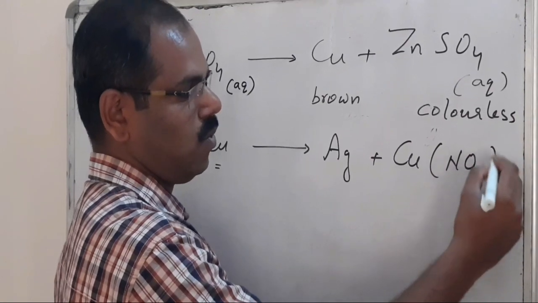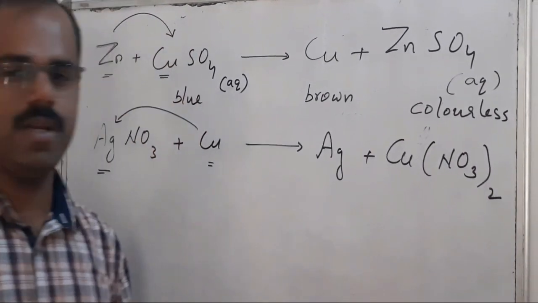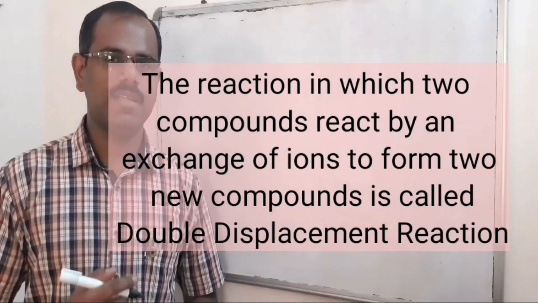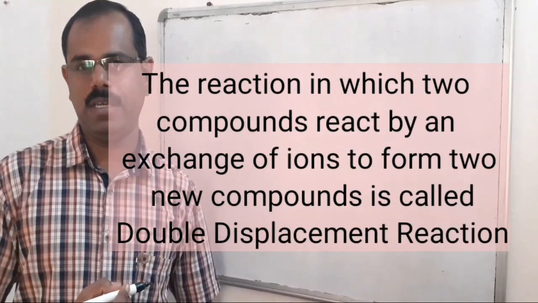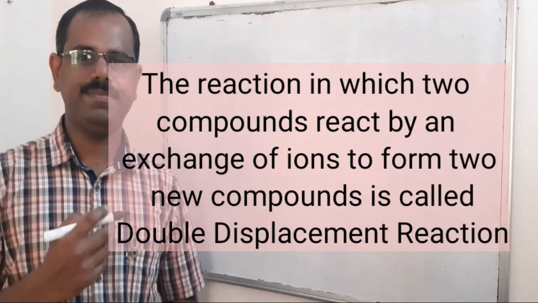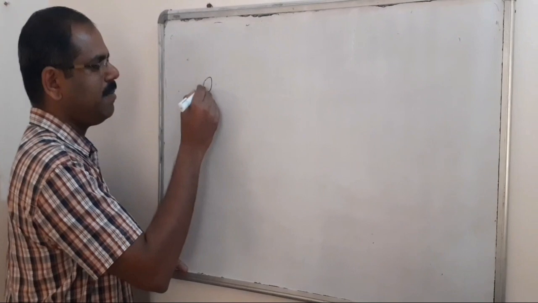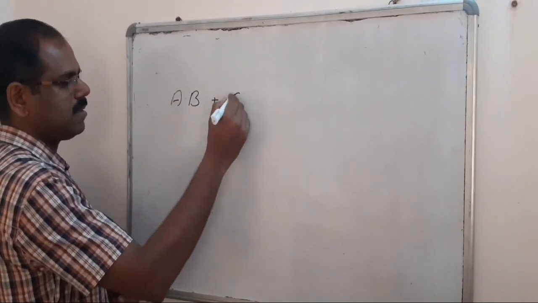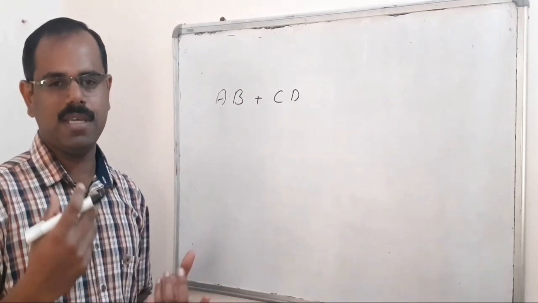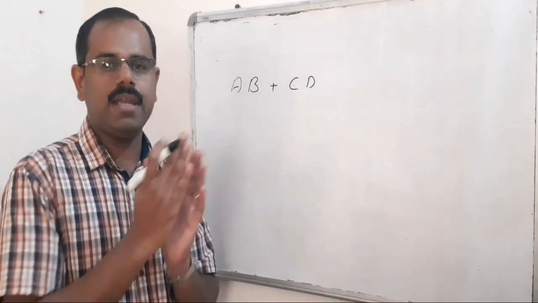CuNO3 all twice, copper nitrate. Next is double displacement reaction or double decomposition reaction. See, there can be a general formula: AB plus CD. AB is an ionic compound. Ionic compound in the sense it can have a positive side and a negative side.